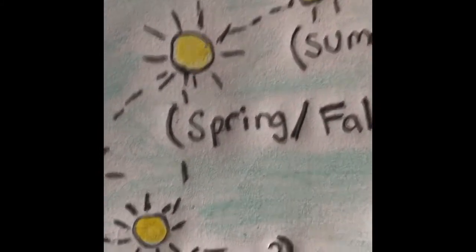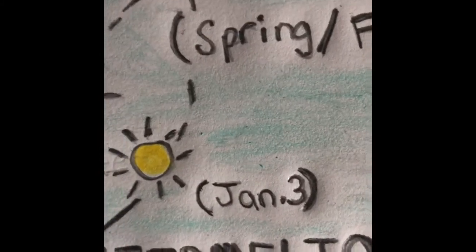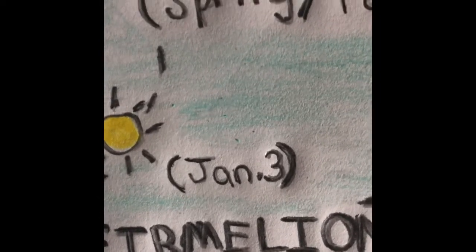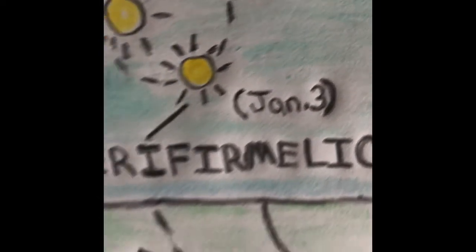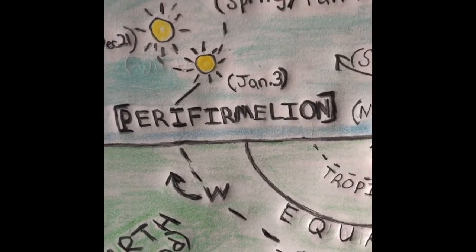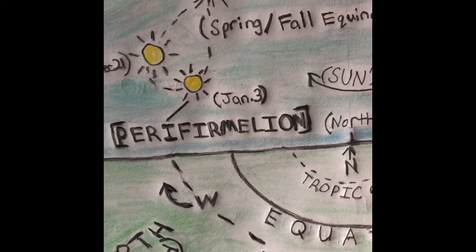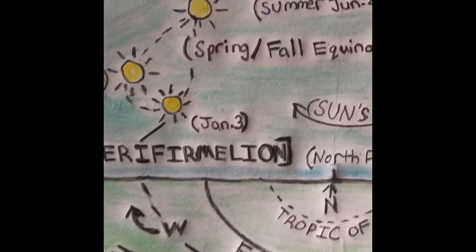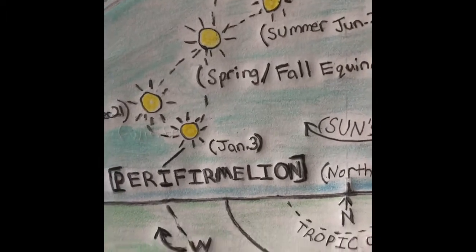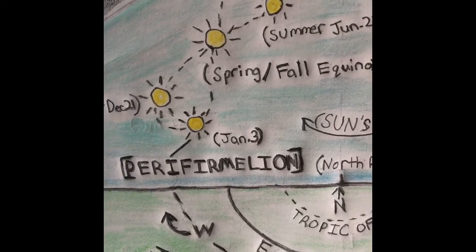And on January 3rd, it will reach its closest distance, or the lowest point, and this phenomenon is called the perihelion. And perihelion is definitely at its lowest point, and then it will go back up north, and it will do the same cycle over and over again for every single year, the same exact cycle.